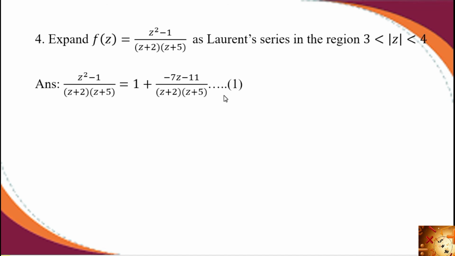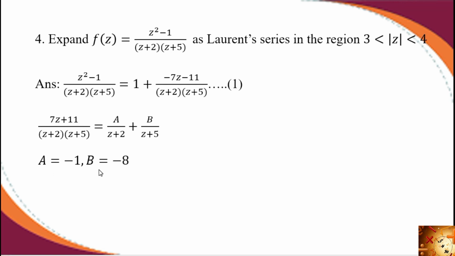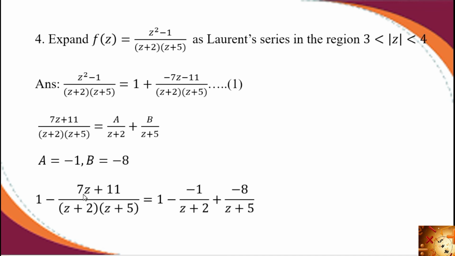We put it as equation 1. Then look at the second fraction, minus 7 z minus 11 divided by z plus 2 into z plus 5. Here the degree of the numerator is less than the degree of the denominator, so we want to use partial fractions. Taking minus outside, 7 z plus 11 divided by z plus 2 into z plus 5 is equal to A divided by z plus 2 plus B divided by z plus 5. After calculation, we get A equal to minus 1 and B equal to minus 8. Substituting these values into equation 1, we get 1 minus 1 by z plus 2 plus minus 8 divided by z plus 5.